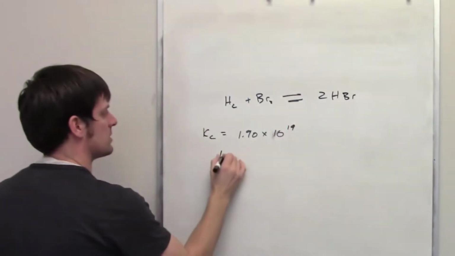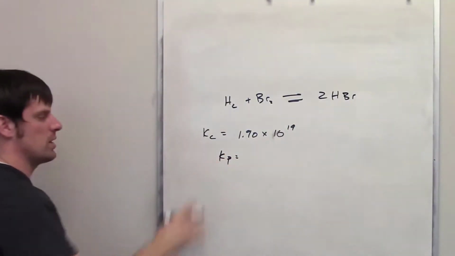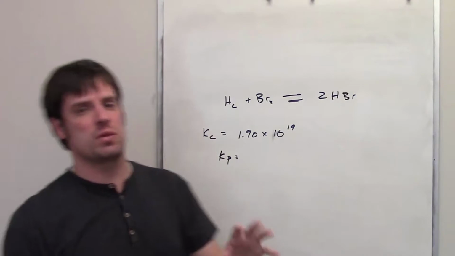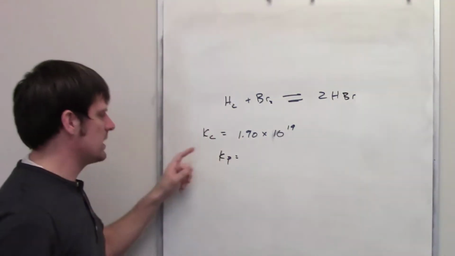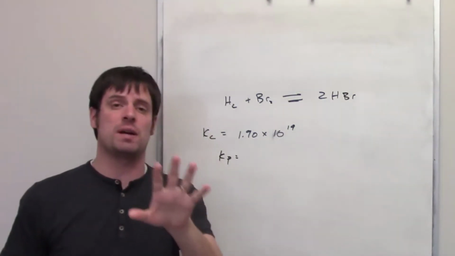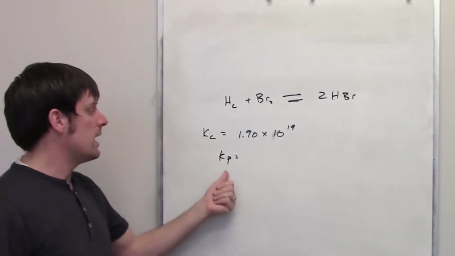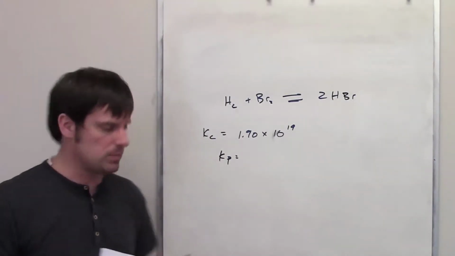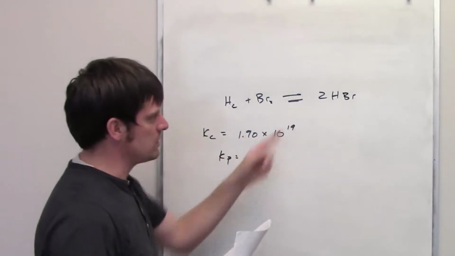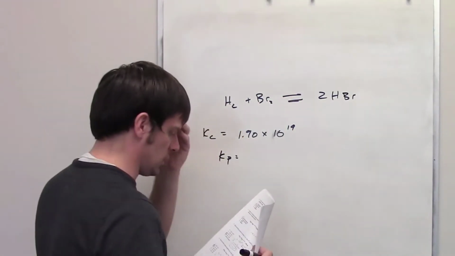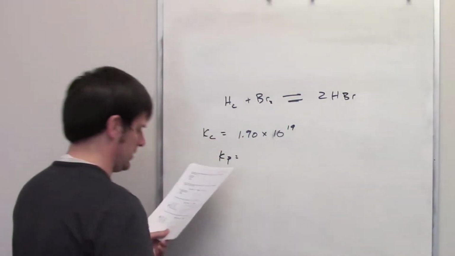It then asks us to determine what the equilibrium constant is with respect to pressure. So once again, Kc is the equilibrium constant with respect to concentration, molarity, and Kp is the equilibrium constant with respect to pressure. We can do that because all of these reactants and this product are gases here. If they weren't gases, you couldn't do this.